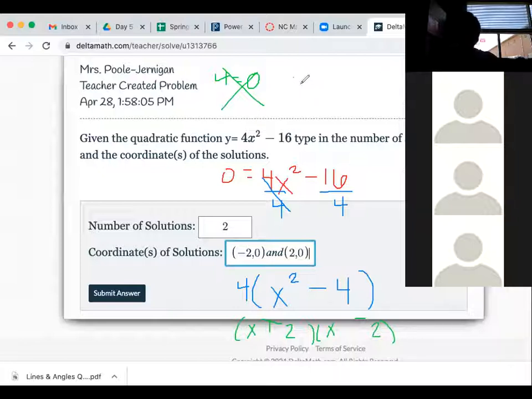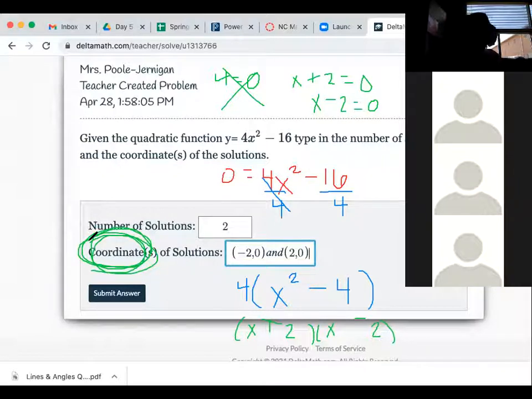Then you set x plus 2 equal to 0. And when you solve that, you should get -2, which is what I got. And then you set the x minus 2 equal to 0. And what should you get? +2. So this is the part that y'all will miss on the test. When I ask you for a coordinate, what am I asking for? The ordered pair or the point? Yes. So I need the x and the y. So if you put -2 and 2, you wouldn't get full credit because those aren't points. I need the ordered pair.